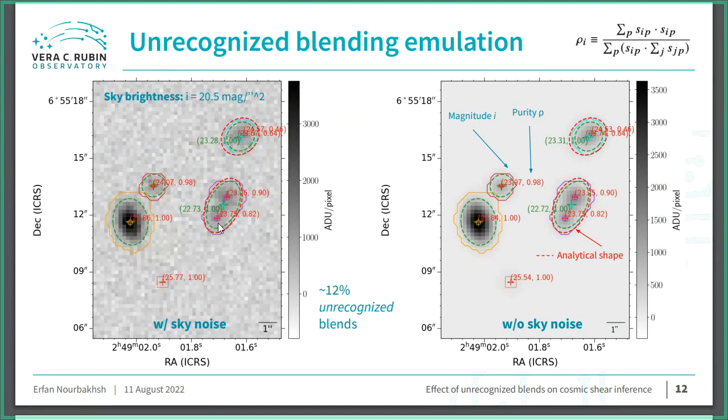They're going to have a new shape. Together, they're going to have a combined shape and combined magnitude in our final observed catalog. So it turns out, after doing this emulation, about 12% of the galaxies in my sample that was cut to 24th magnitude in the I band are going to be unrecognized blends.